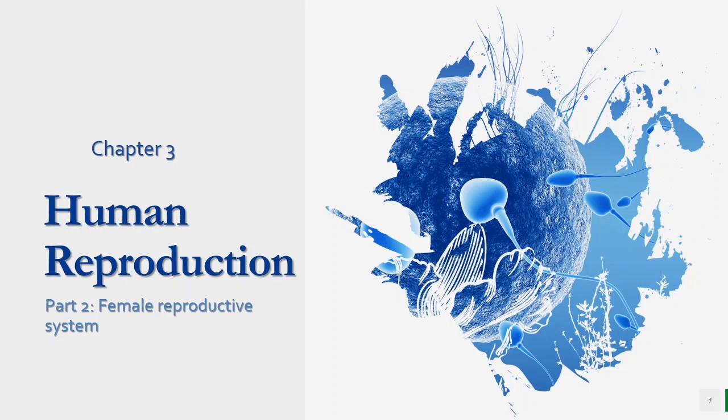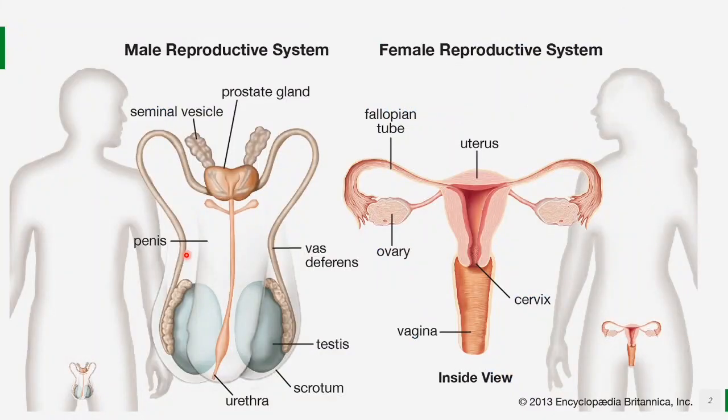Hello students. Previously we have done a part of human reproduction, and in that we studied the male reproductive system. Today we are going to study the female reproductive system in human reproduction. Previously we discussed the parts of the male reproductive system, which is situated in the pelvic region of the body. Likewise, the female reproductive system is also located in the pelvic region of the body.